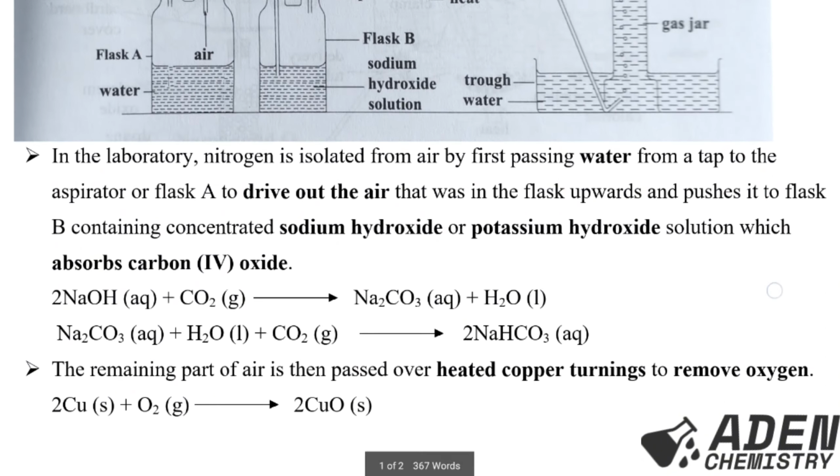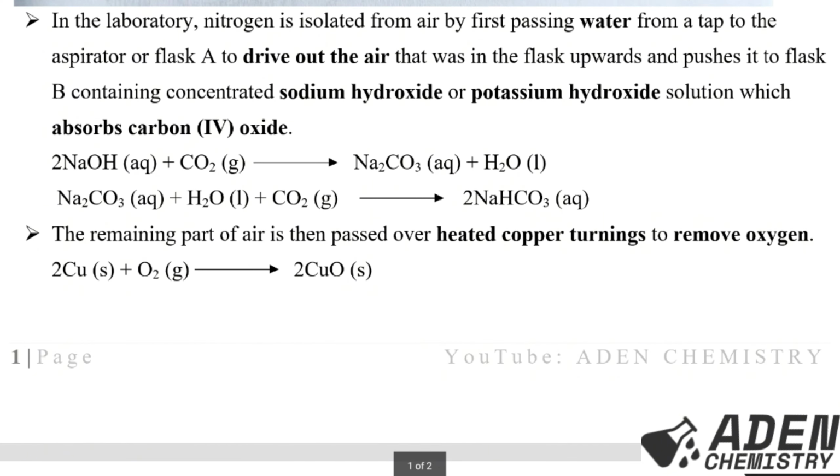So let's just see the equation or reaction for the absorption of carbon dioxide. Here we can have two equations. We have sodium hydroxide solution reacting with carbon dioxide, giving us sodium carbonate solution and also water. But if the amount of carbon dioxide is more, the products, sodium carbonate solution and water, will react with more carbon dioxide to form 2 moles of sodium hydrogen carbonate. So we are having these two equations.